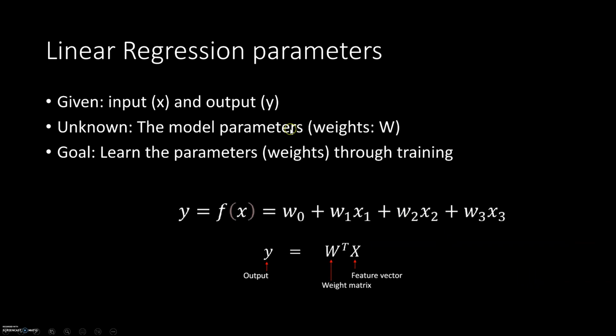I briefly talked about this in my previous slide. When we talk about training a linear regression model, what we are saying is we want to know what these weights are. W1, W2, W3 are also called parameters. We're given input X and we're given the output, but we don't know these weights, and that's what we learn through training.